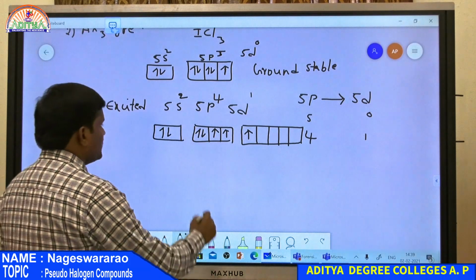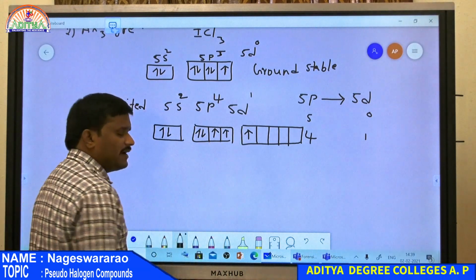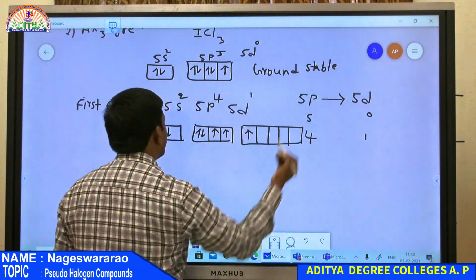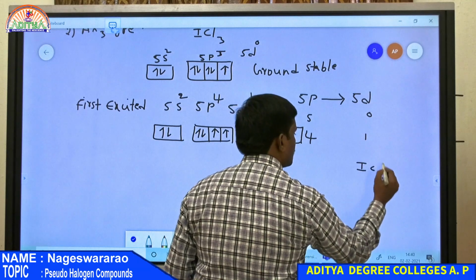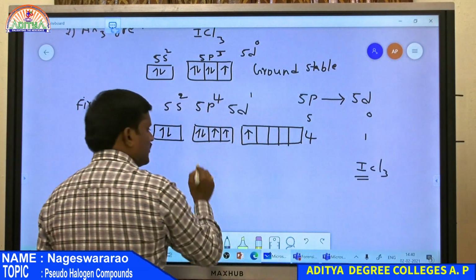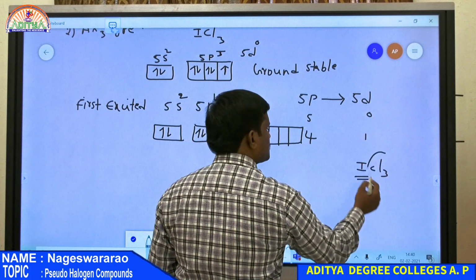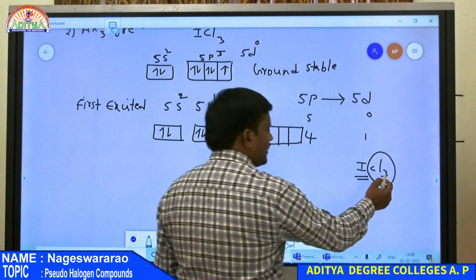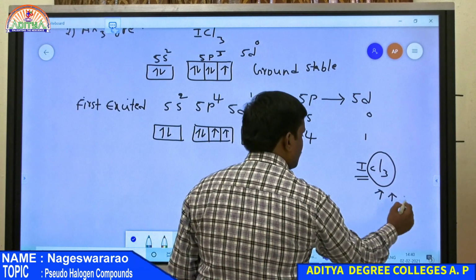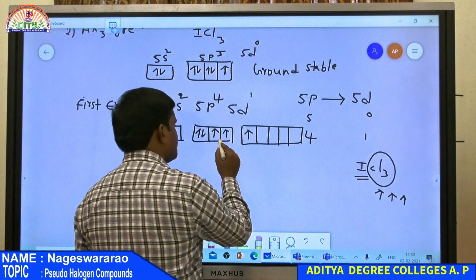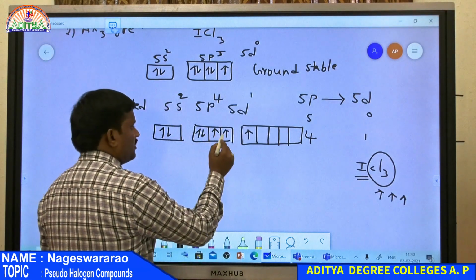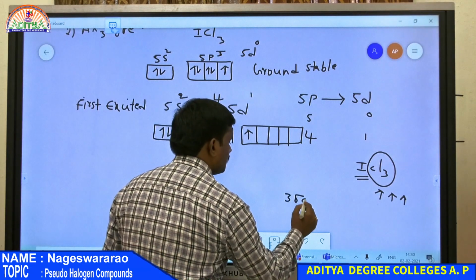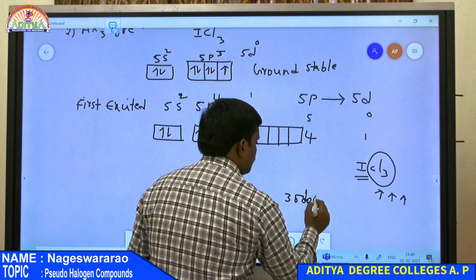So now it has 1, 2, 3 unpaired electrons. All these 3 unpaired electrons undergo bond formation with 3 chlorine atoms in the case of ICl3. So this is the iodine electronic configuration, and there are 3 halogens, chlorine atoms. Each chlorine has 1 electron. Therefore, for 3 chlorines, there are 3 electrons, and these 3 electrons are involved in sigma bond formation. Therefore, there is a formation of 3 sigma bonds.